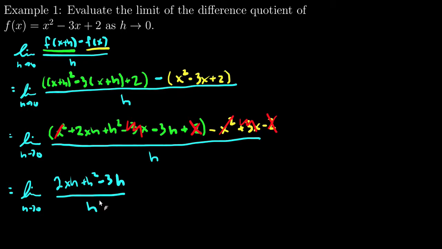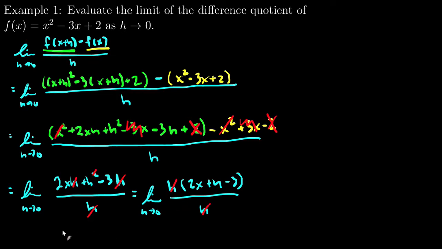Now, if you see I have h's in each term, I can just cross off a single h, or I could think of factoring an h out of the numerator. So I have limit as h approaches 0 of h times 2x plus h minus 3 all over h, and you'll see that these cancel. The same way that I could cancel out a single h from every term here. They both work the same way, which is going to equal the limit as h approaches 0 of 2x plus h minus 3.